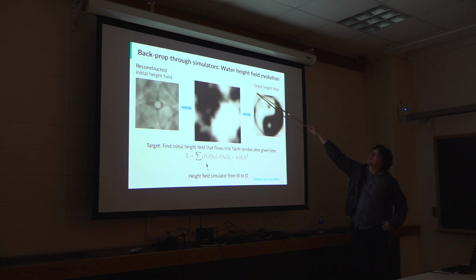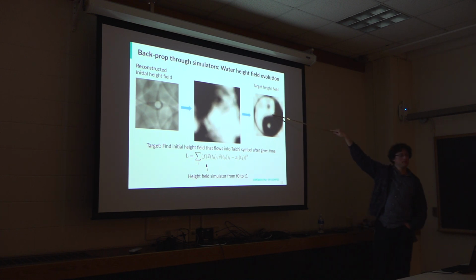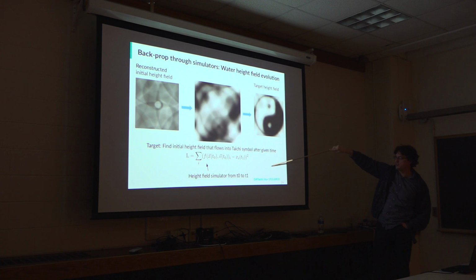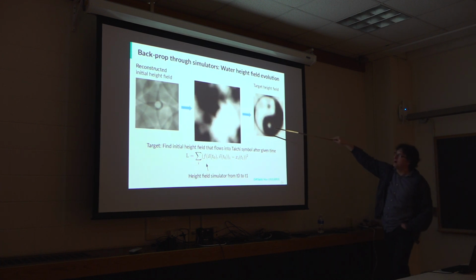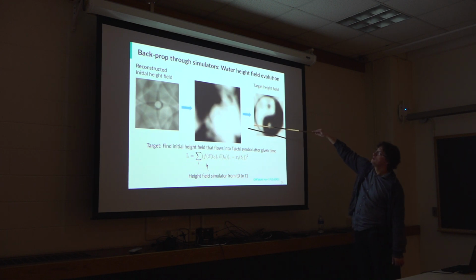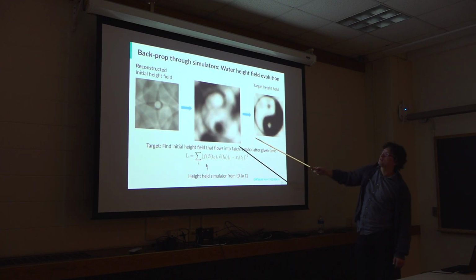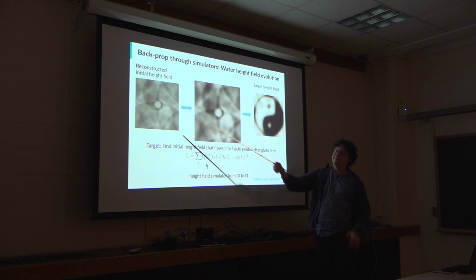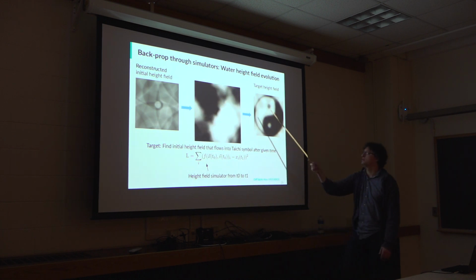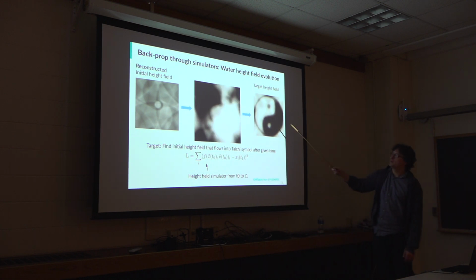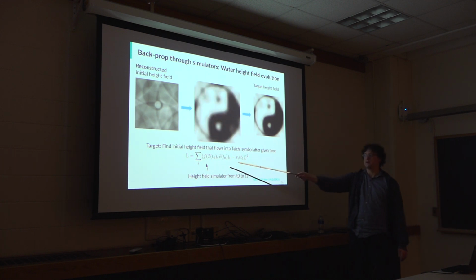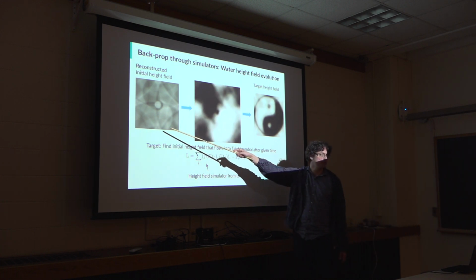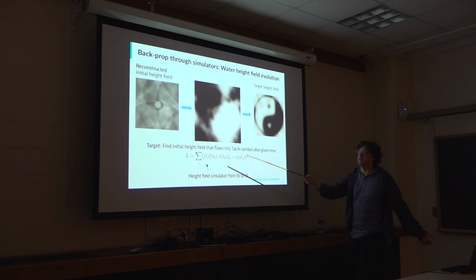The target is you want to flow the water into something that looks like the Taichi symbol. It's the Taichi symbol because that's the name of the programming language that the people invented to do this. The target is to find the initial velocity, the initial height field, that after a certain amount of time leads to this. You can imagine that this is a hard problem to solve if you just have the simulator at hand, because this has thousands of degrees of freedom, and it's super nonlinear.